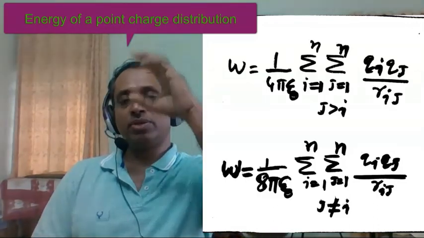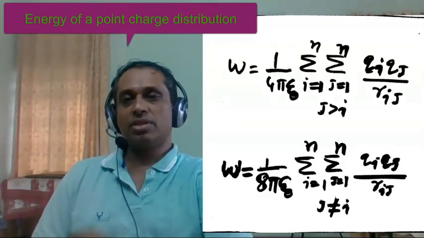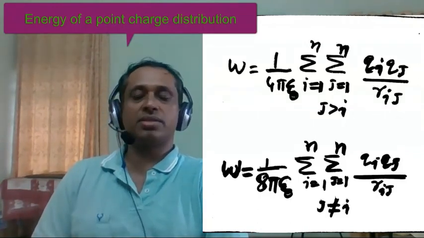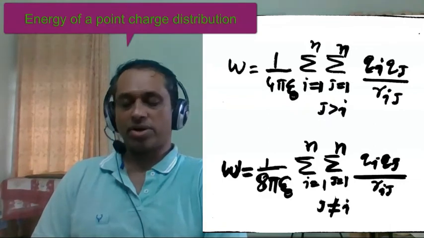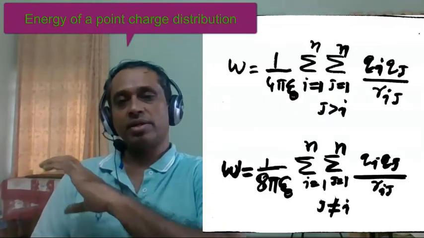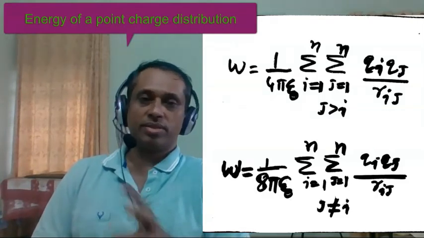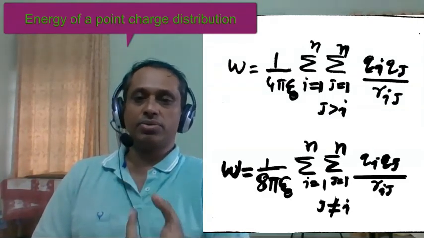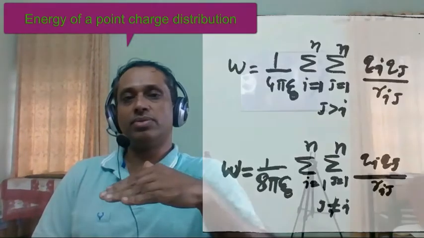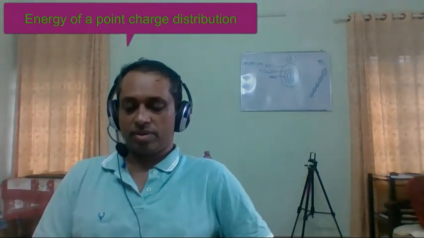So 1 by 4 pi epsilon 0 in the first summation becomes 1 by 8 pi epsilon 0, because here the condition is different. The condition is j not equal to i. So we are taking both the pairs Q1, Q2 and Q2, Q1, and then we divide it by 2 so that we get the original expression.